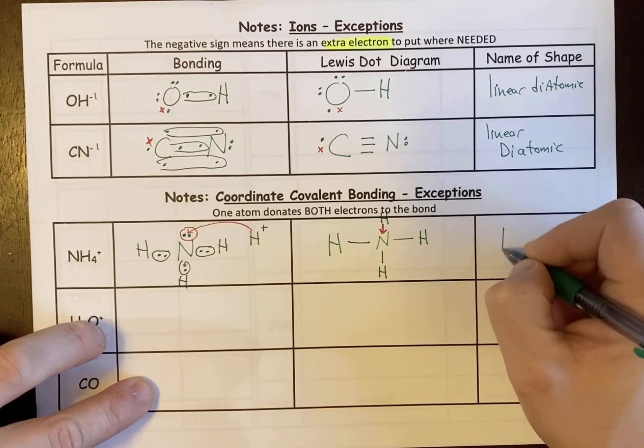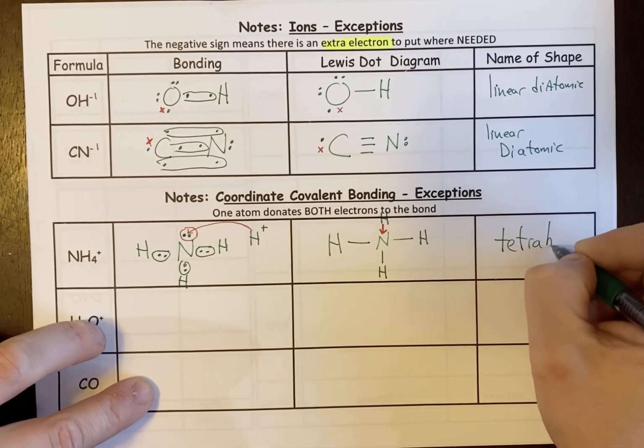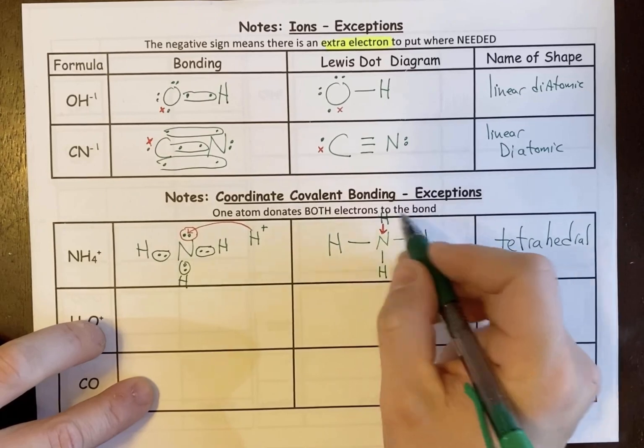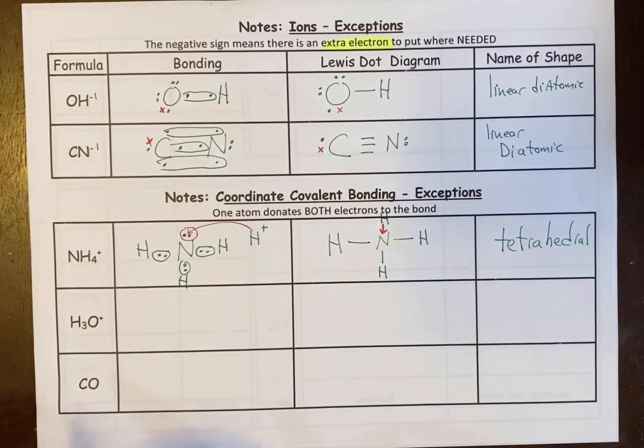Name of shape. When it's like this, it's tetrahedral. Next one, oxygen can do this too.